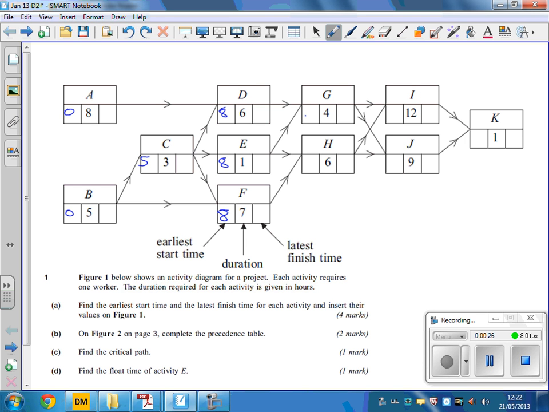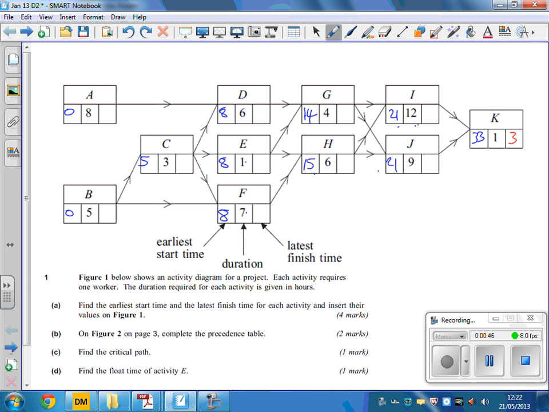This one here, we've got 14 from there, we've got 9 from there, or 15. So that one's there, 14. This one's getting the 15 coming from F. Here we've got 21, so that's 21 there, and also there. 33 from these two, and so that one's going to finish at 33. So there's all our early times.